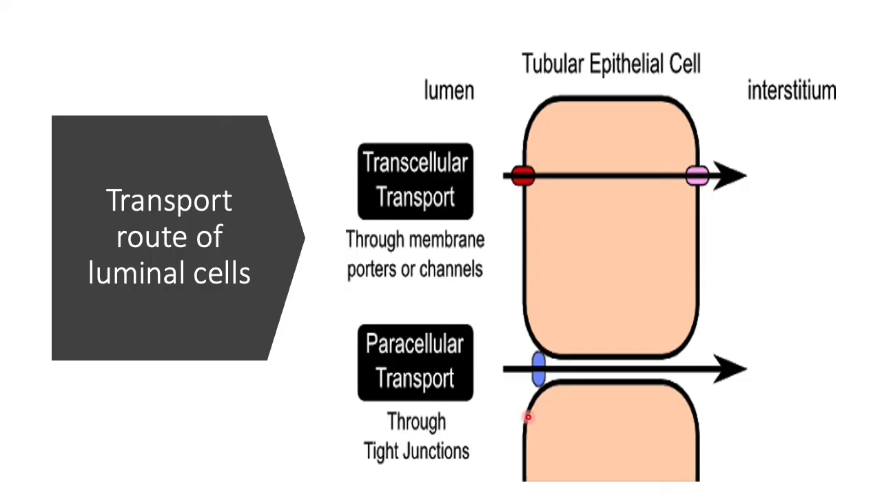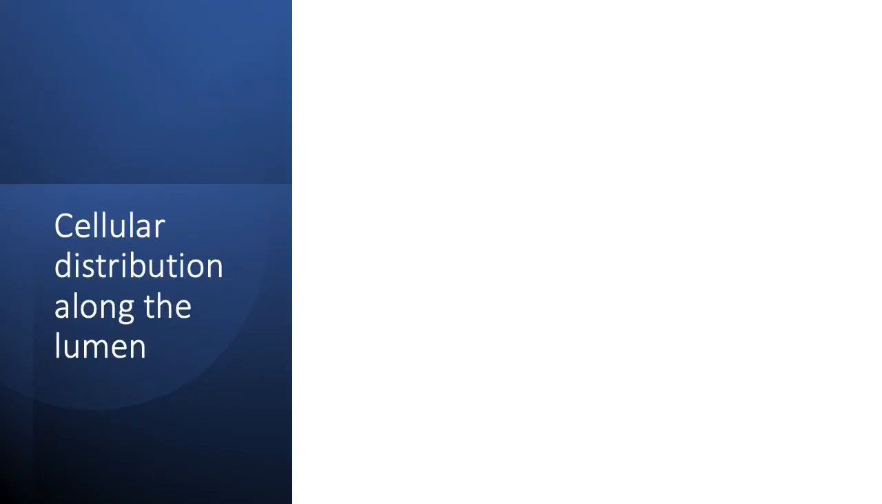Along with the water, the aquaporin channels are present. Water is also transported through the paracellular route along with the sodium. So these are the main two transport routes. One is the transcellular through the cell. Between two cells is the paracellular route. Next is cellular distribution along the lumen. How does it look?